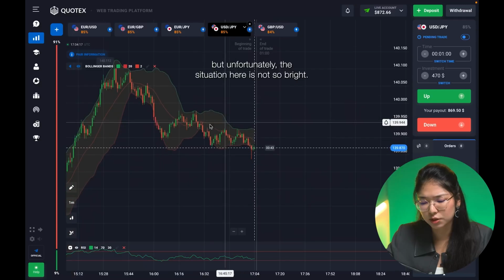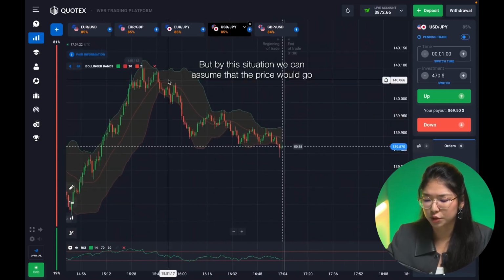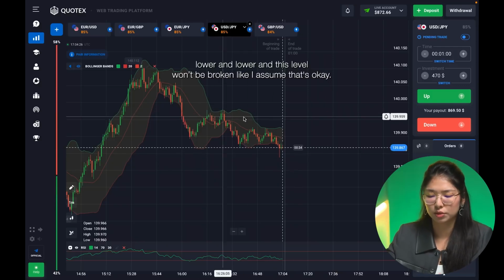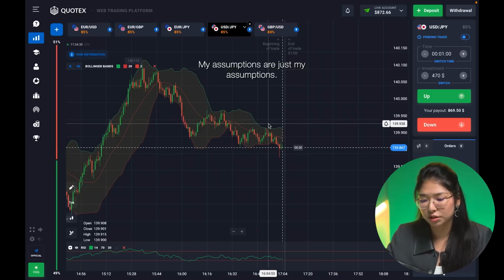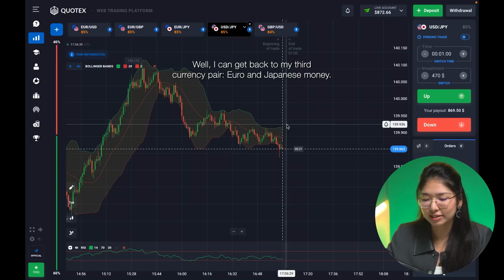But unfortunately, the situation here is not so bright. We can assume that the price would go lower and lower, and this level will be broken. But that's okay, this market is always changing. My assumptions are just my assumptions, and your expectations are just your expectations, guys. Well, I can get back to my former currency pair, euro and Japanese yen.